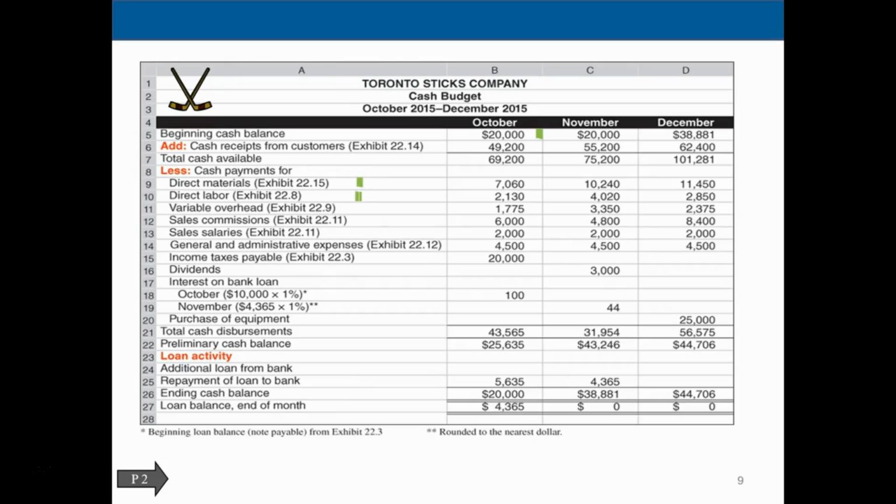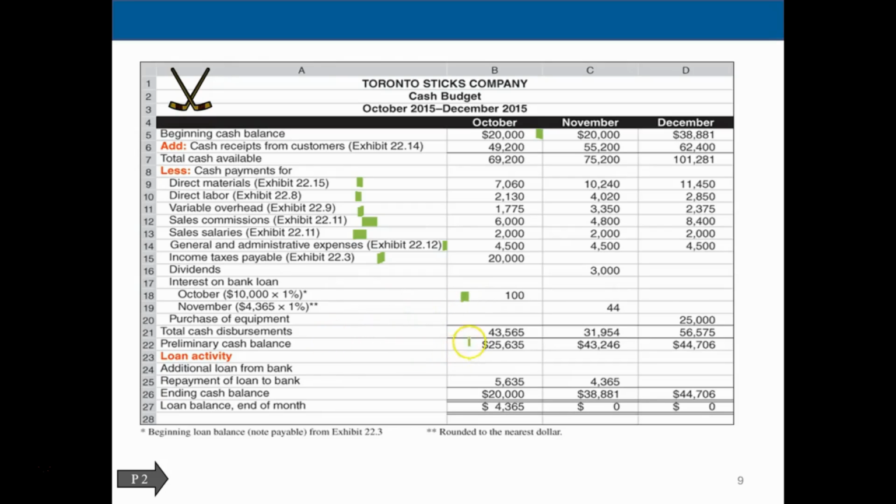Direct labor, same thing. We calculated it, we're just pulling the number down. Variable overhead, we calculated it before, pulling it down. Sales commission, sales salaries, general and administrative, we've all calculated these before, and we're now pulling the numbers down. Income taxes payable, that was given to us in the problem. And then we said that we had 1% on the outstanding loan. The outstanding loan was $10,000 at the end of September. Therefore, we're paying 1% or $100 in October on it.